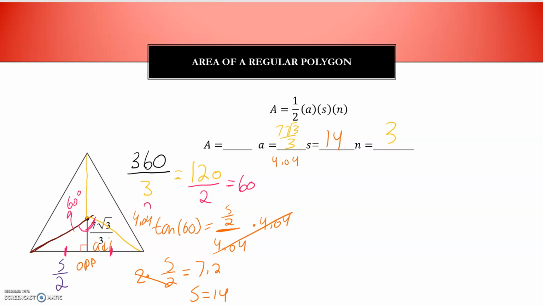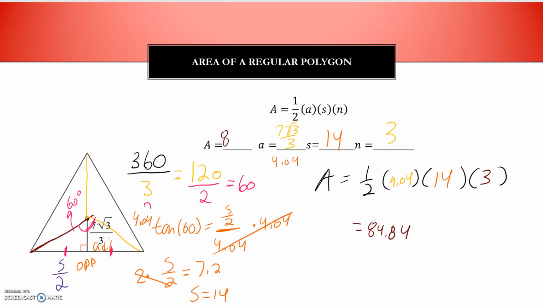Now I know enough to find the area of the shape. Area equals 1/2 apothem times side length times number of sides. The apothem in its decimal form is 4.04. The side length is 14. And the number of sides is 3. So 1/2 times 4.04 times 14 times 3 is about 84.84 for our area.